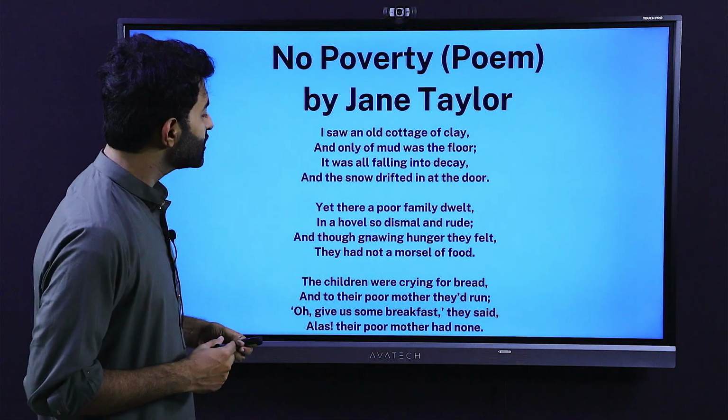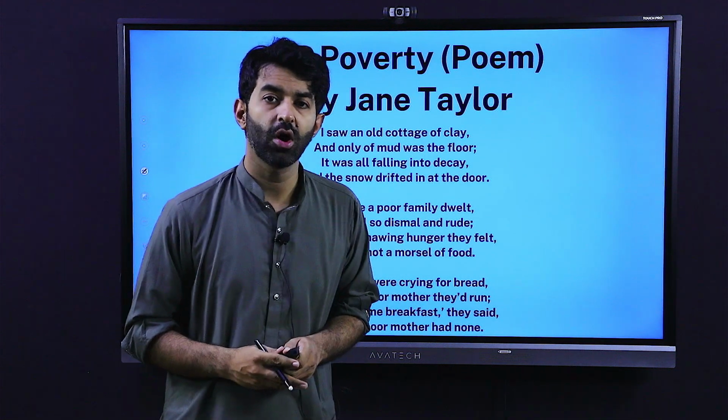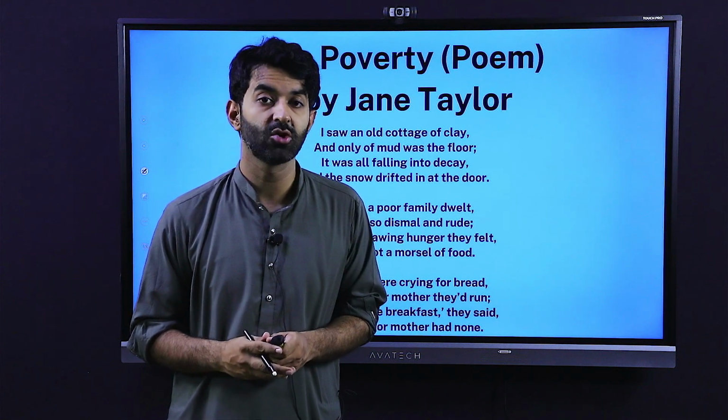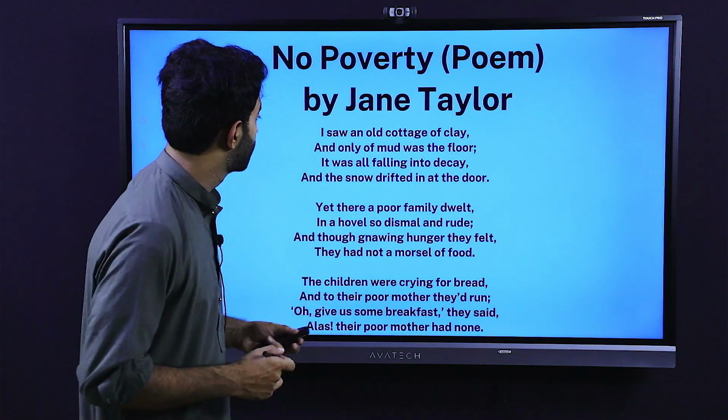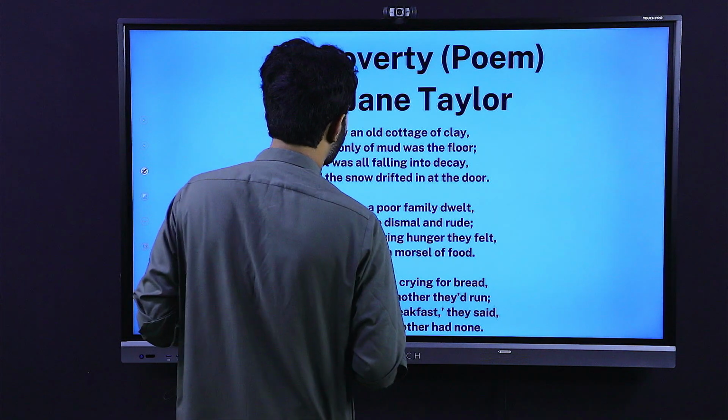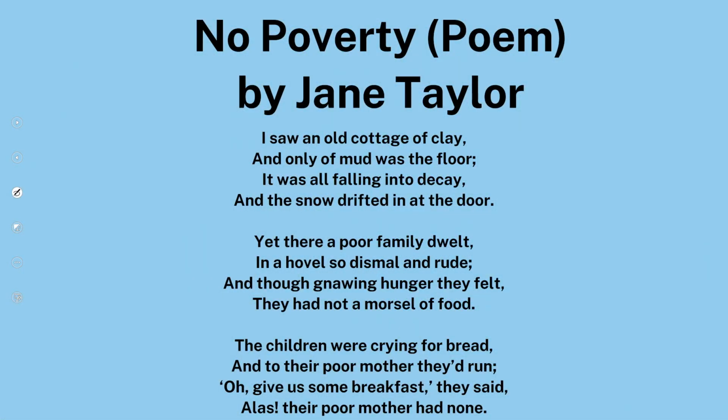Now, let's read this poem. It's called No Poverty by Jane Taylor. Now, after reading this, students, you have to be very attentive, brace yourselves, read it with me, and as we are reading, try to focus on the rhythm and rhyme scheme of this poem. It has different stanzas.